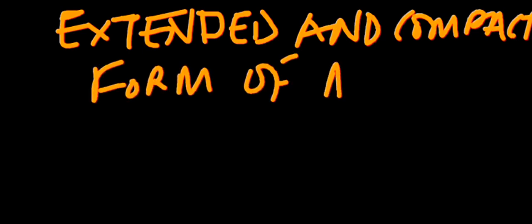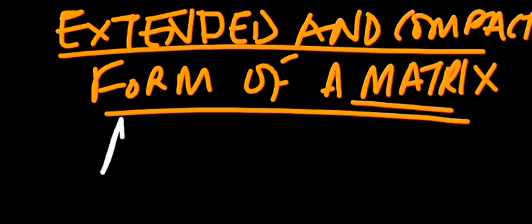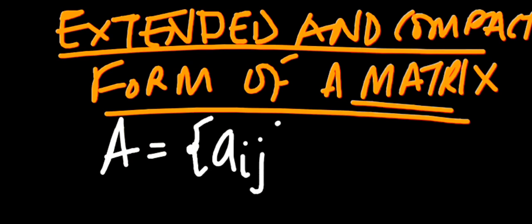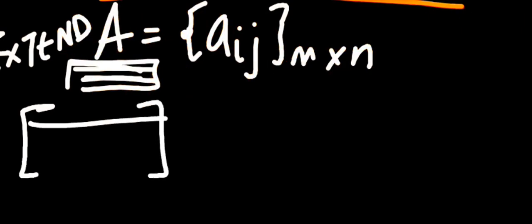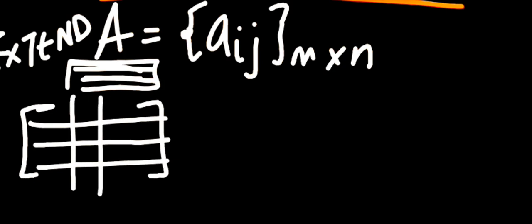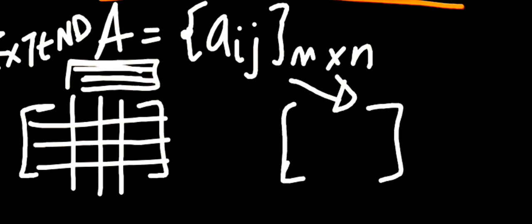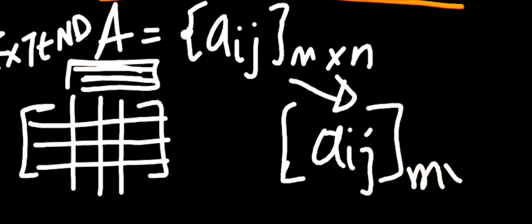Of a matrix. In our last video, we showed a matrix A can be represented as A_ij, m by n. This part of the matrix equation is called the extended form, the whole big part of the matrix, having rows and columns. But this part is just a compact form where you have entries, say one entry a_ij, representing one entry of the matrix.